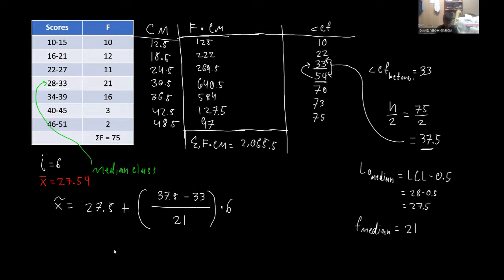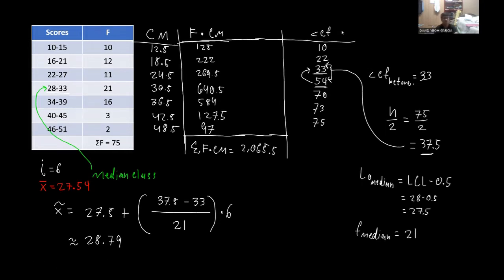So I'm going to use my calculator. 37.5 minus 33, divided by 21, times 6. We're going to have an approximate value of 28.17. That is the median for this grouped data. All right, now we're going to proceed to the last one. How will you find the mode of this grouped data?